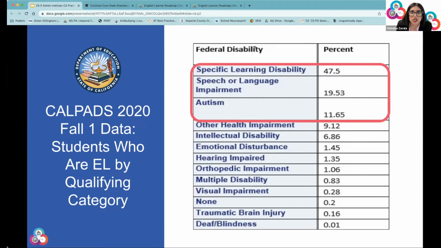And again, when you look at these three areas, it's really clear that these are three disability areas that have a language-based component to them. So again, always being able to ensure with our teams that we are ruling out the language difference or disability.